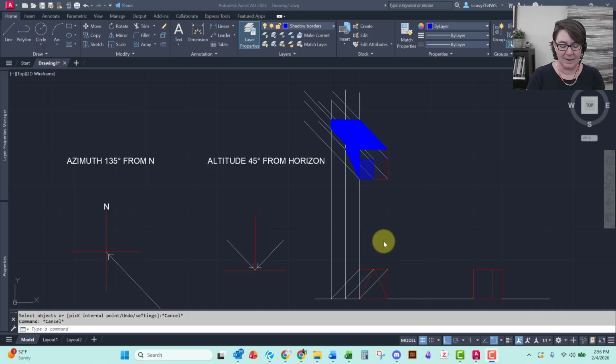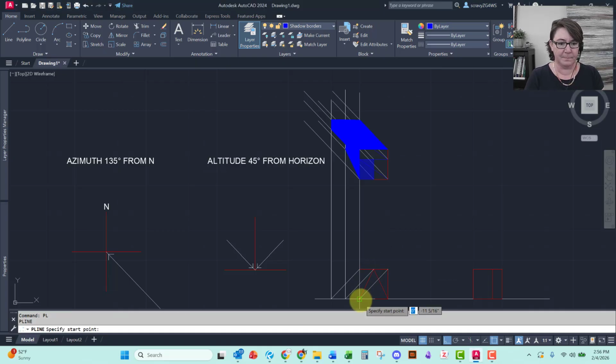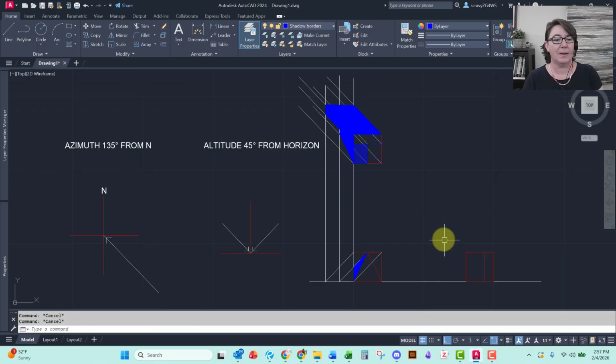So let me go ahead and add that to our drawing. And here is our completed shadow drawing. We've got shadows on the plan view, and we've got shadows on the elevation view.